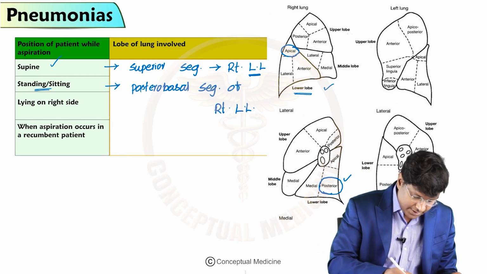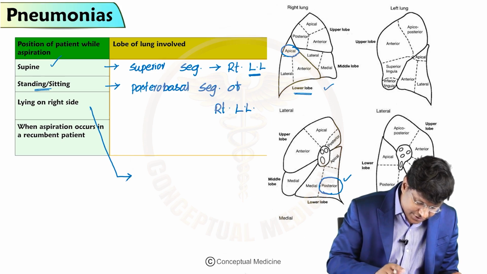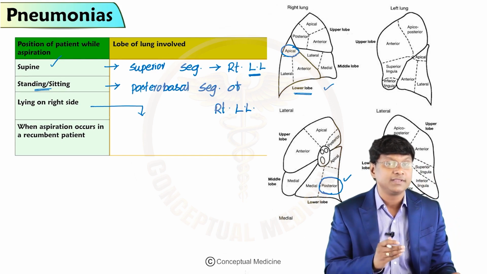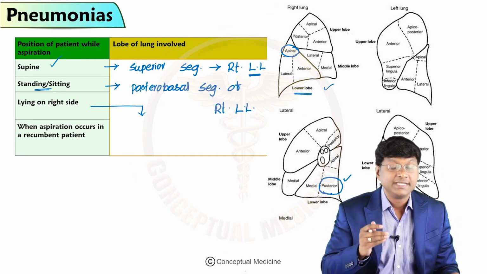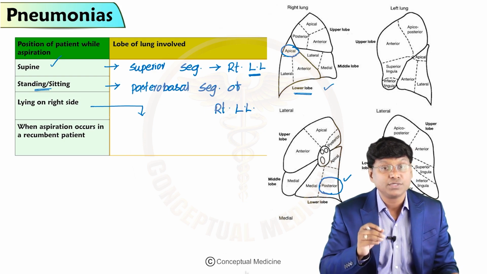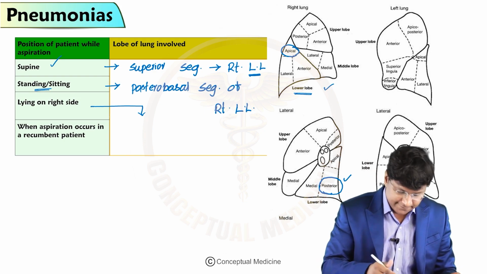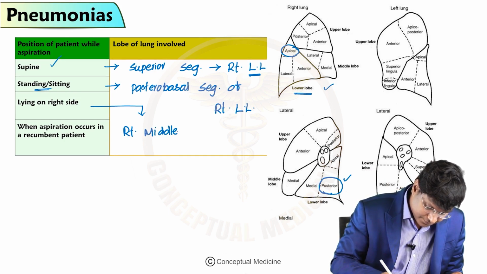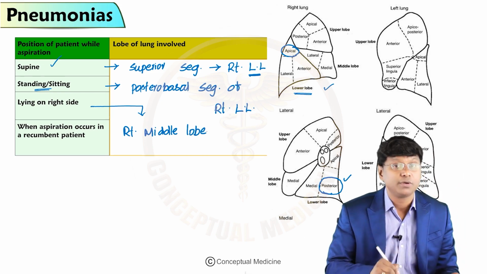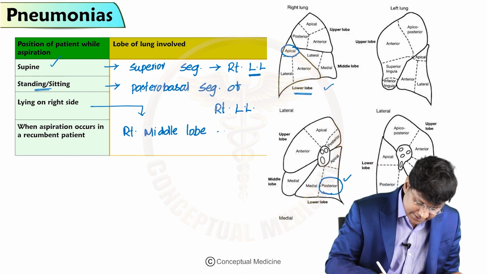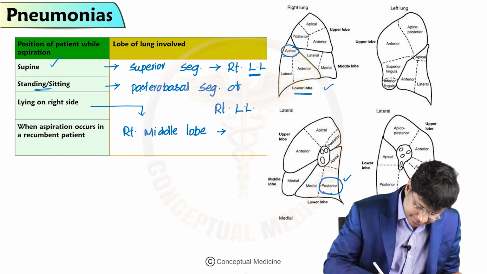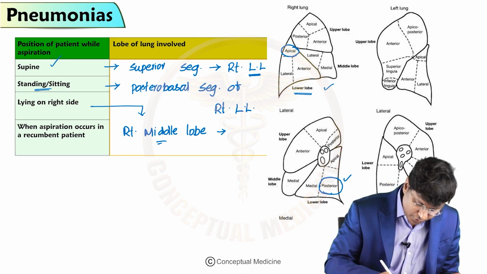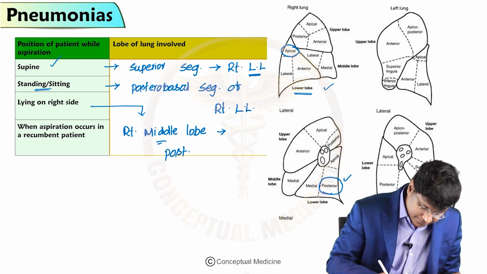Now, if the aspiration occurs while lying on the right side, then the aspiration goes to the right middle lobe. Okay, the right middle lobe is affected, that is the posterior segment. The right middle lobe is affected, as well as the posterior segment of the right upper lobe.